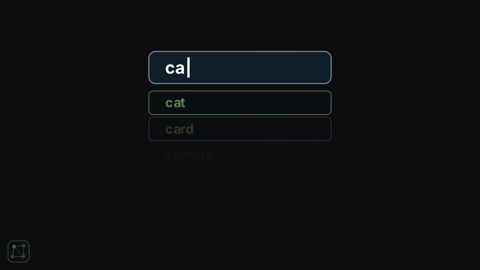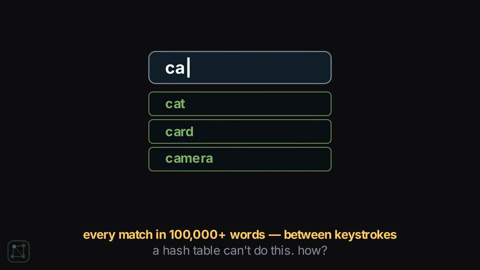You start typing on your phone, see, and instantly it suggests cat, card, camera. It's searching a dictionary of hundreds of thousands of words and finding every match for your prefix between keystrokes without a flicker of lag. A hash table can tell you if a word exists, but it's useless for this. So how does autocomplete actually work?